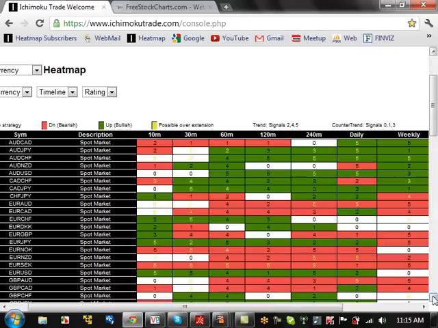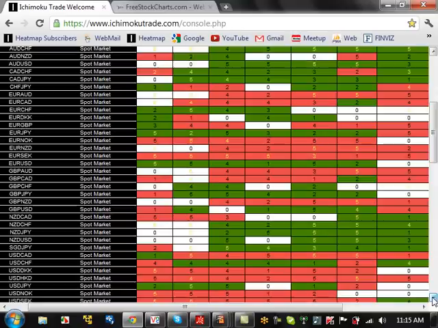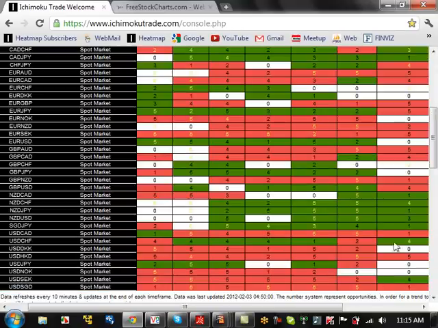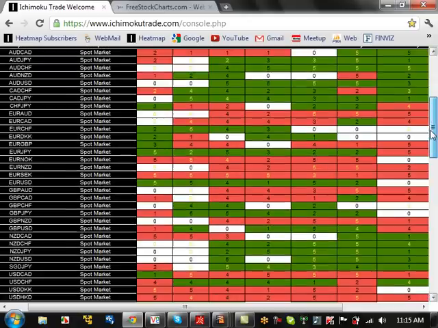If you scroll down, there's nothing at all going on. Everything's overextended. If you keep on scrolling down, there's nothing at all as far as daily and weekly that are in sync from the heat map.